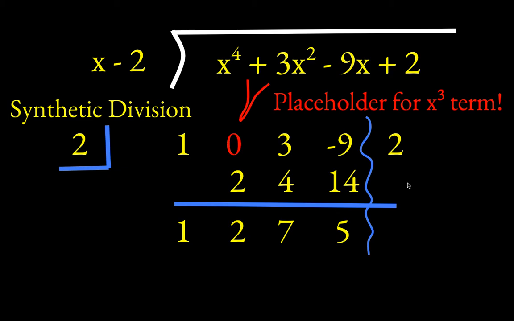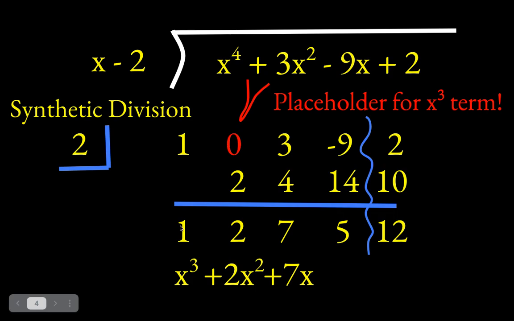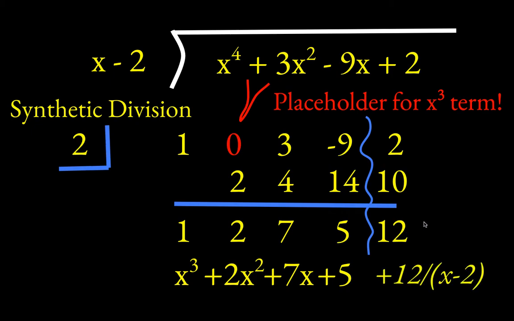5 times 2 will give you 10. 2 plus 10 gives you 12. And so this is going to be part of the remainder. And so then now what we can do is write down our coefficient of our cubic term is 1, coefficient of our quadratic term 2, linear term 7, we get the constant of 5, and then this is our remainder. So we need to tack that on as plus 12 divided by x minus 2, because this was what was left over. So you have this kind of fraction remaining, 12 divided by x minus 2.